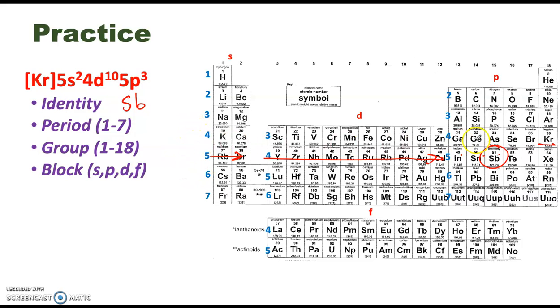One thing to be careful of, I see a lot of students, they'll go krypton and then they'll go over to this side and they'll accidentally hit the wrong row. Make sure you start at krypton 36 and then you go to 37 next to help make sure you're in the right row. Antimony is all the way over here in period 5. It is in group 15 and it is in the P block.